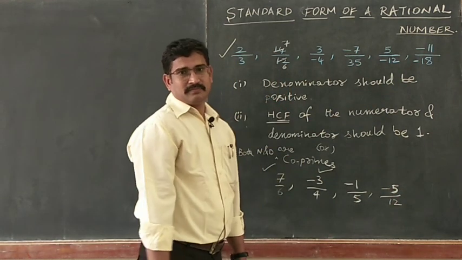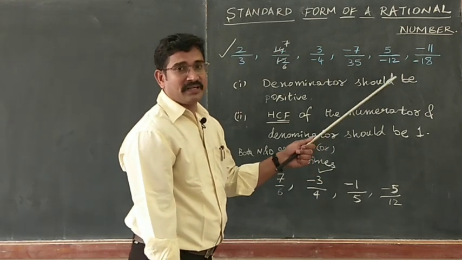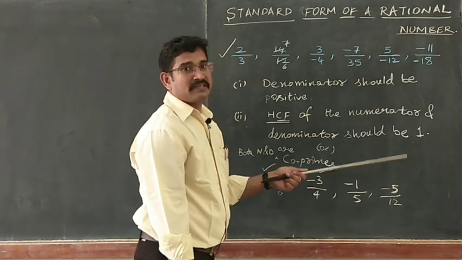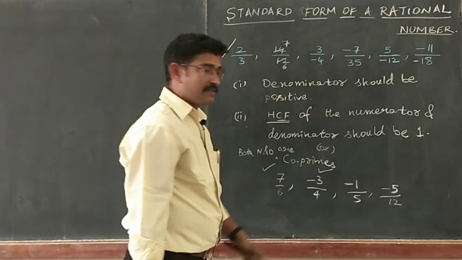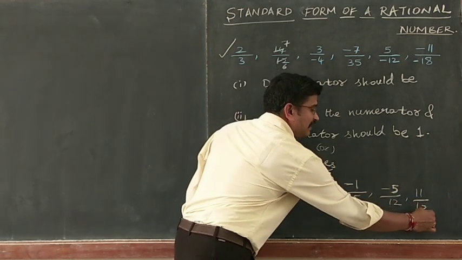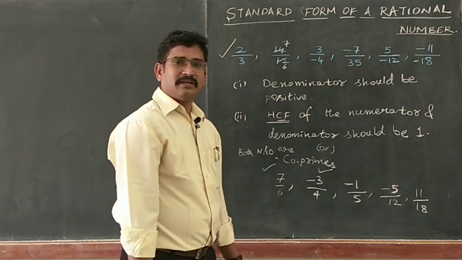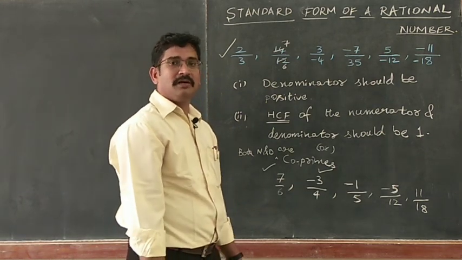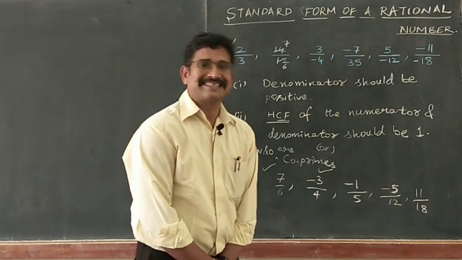Last, both signs are negative, numerator negative and denominator negative. Therefore, we can take them away, as we learned in the past. It is a positive number. Now, it is 11 upon 18. Now, this 11 upon 18 is a positive rational number, satisfying both the conditions. Therefore, it is in standard form.